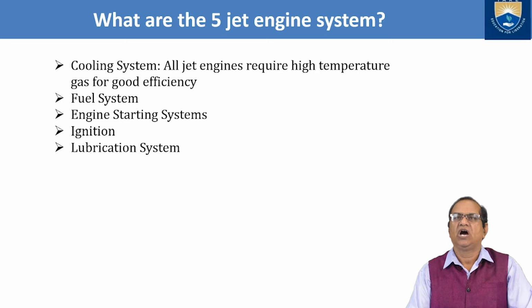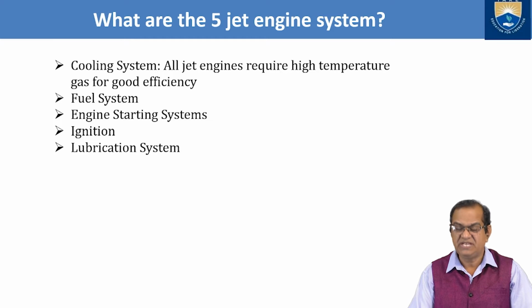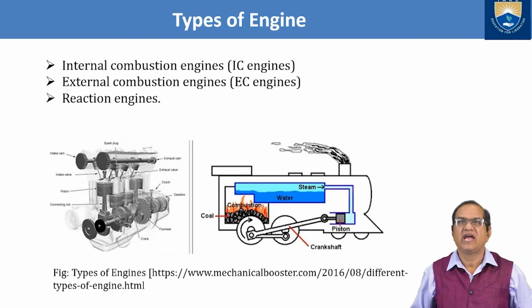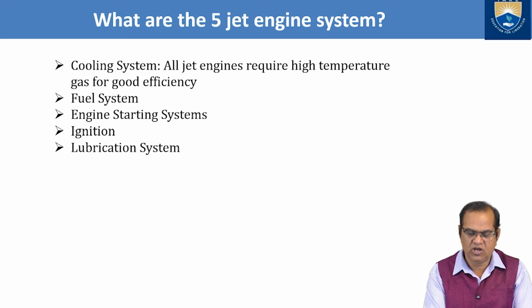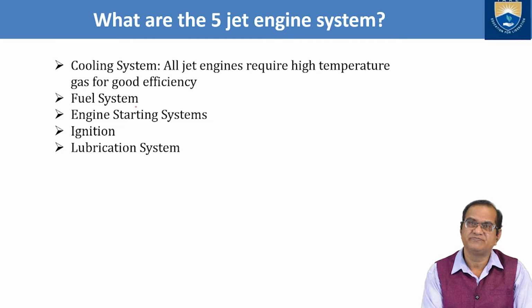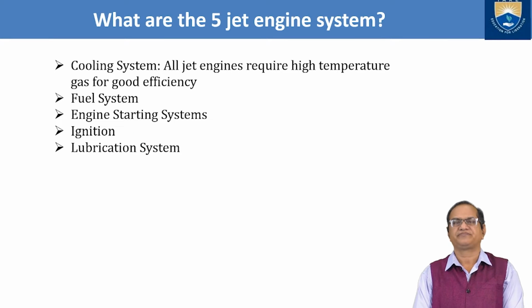Next, what are the 5 jet engine systems? In a jet engine, as I just explained, there are 5 main systems. Here we have the cooling system. All jet engines require high temperature gas for good efficiency, so we need to cool it. Next are the fuel system, engine starting system, ignition system, and the lubrication system. I will define them one by one.